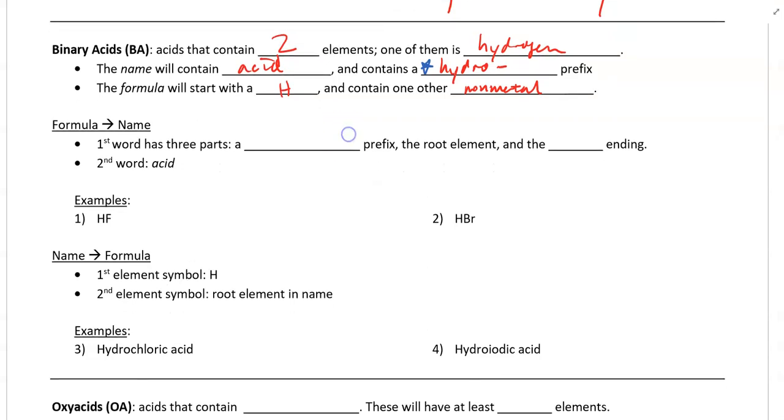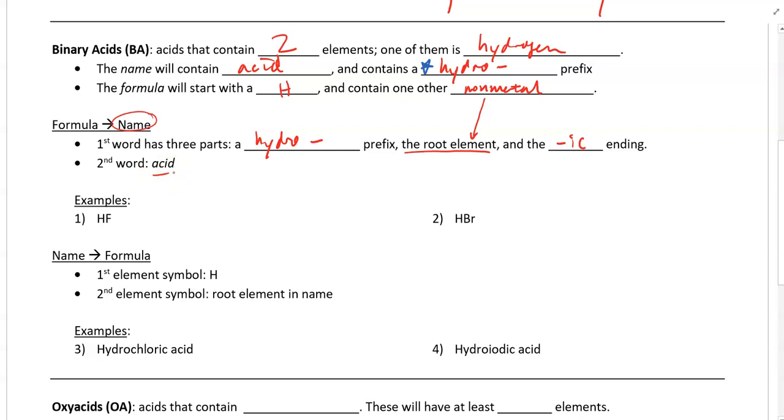Now, let's see some examples of how you go from a formula to a name. The name is going to have three parts. You're going to have that hydro prefix, the root element involved, which is the same non-metal we mentioned earlier, and finally an ic ending. So it's going to be hydro, element, ic. That's the first word of the acid name, and then the second word is just going to be acid.